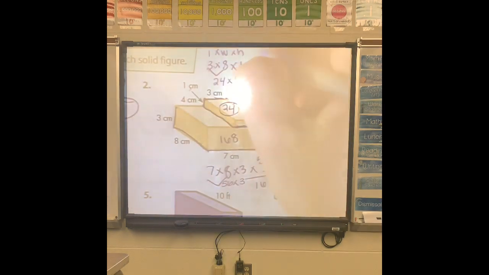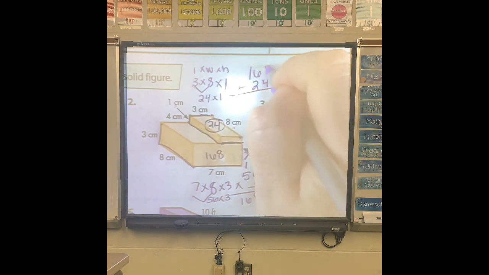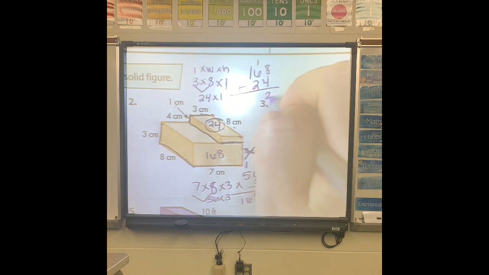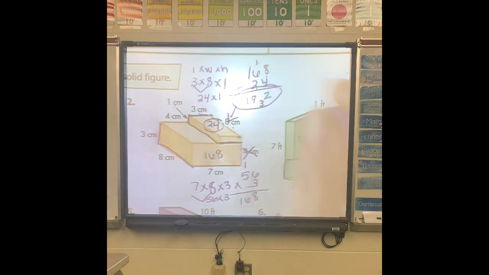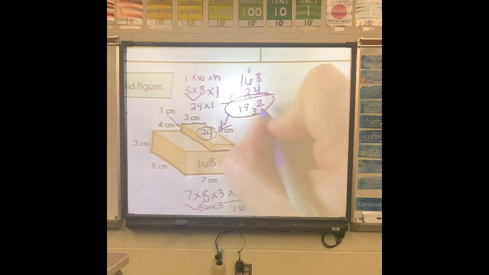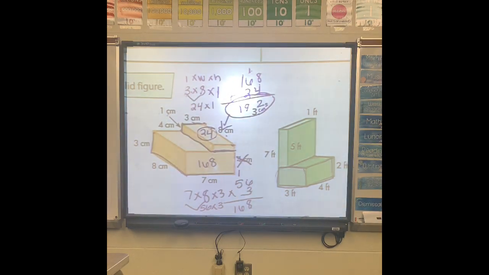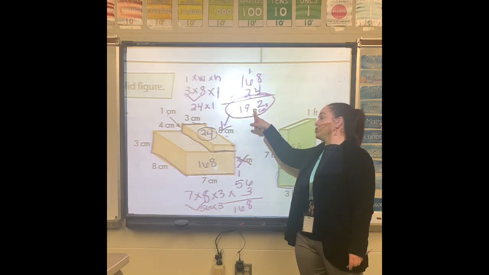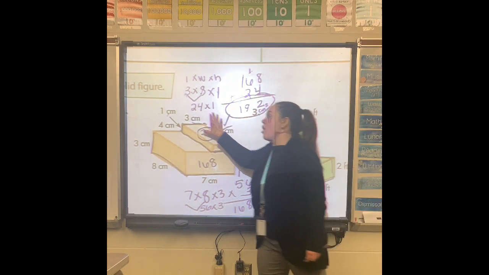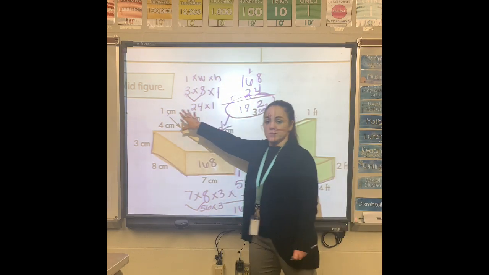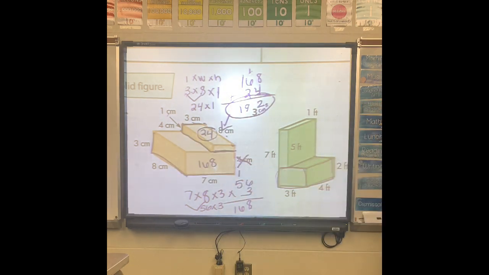So 168 plus 24: 8, 9, 10, 11, 12, 6, 7, 8, 9, and I get 192, and then centimeters cubed. I really didn't leave enough room for that. 192 centimeters cubed, and that's for all of shape 2.